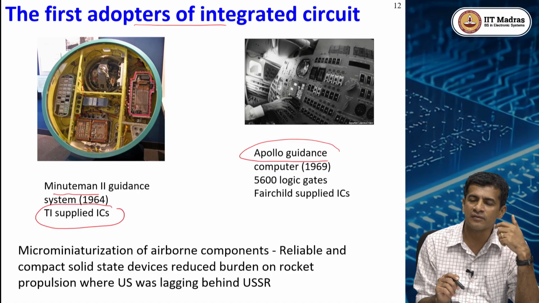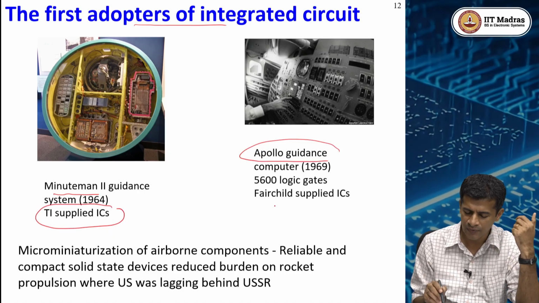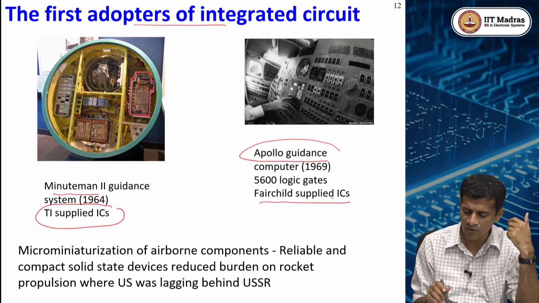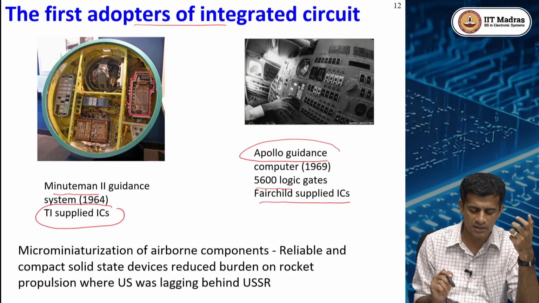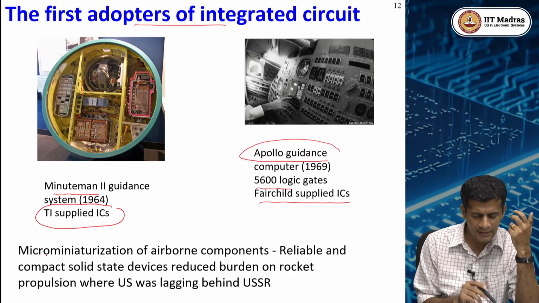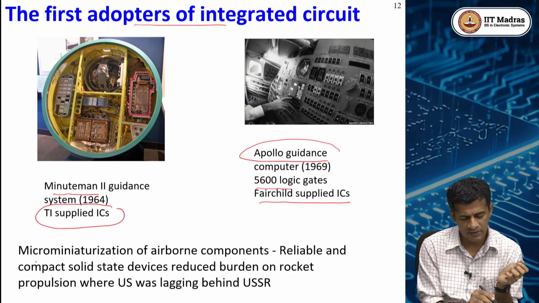This is the guidance computer which put Neil Armstrong and his buddies on the moon. Fairchild supplied the ICs. If you look at the guidance computer, it had only 5,600 logic gates. So that was the main customer.